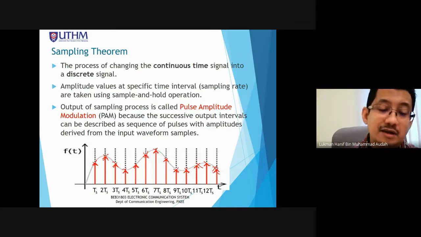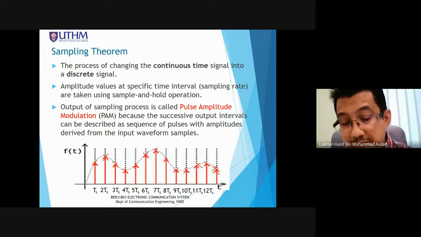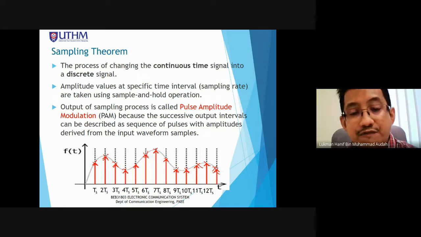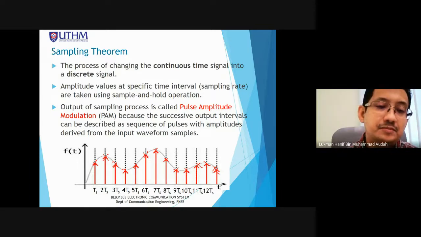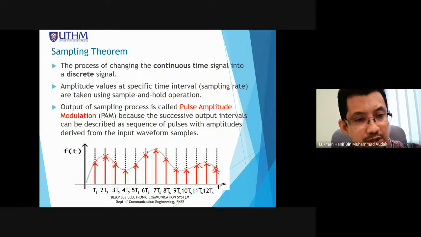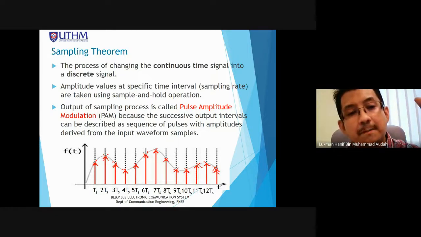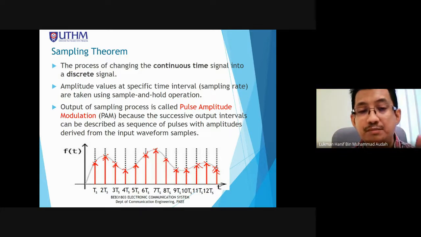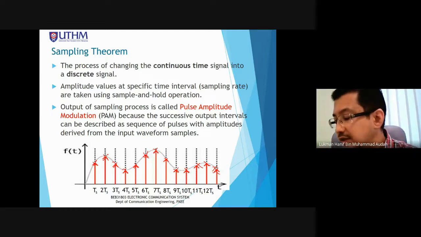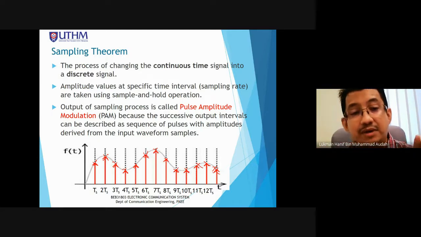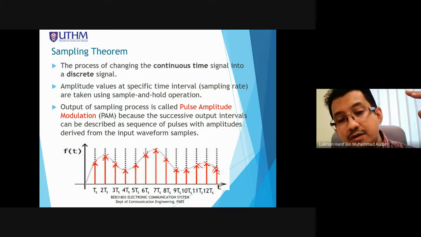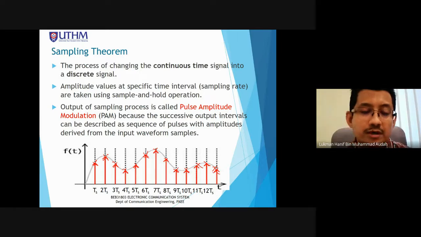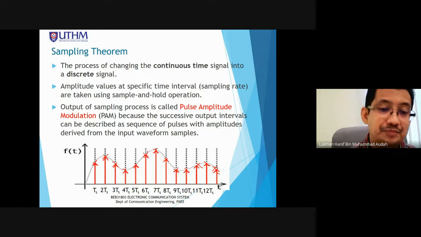But if we take a lot of samples, we require a lot of bandwidth. So dia akan ada pro and cons. It is good to sample at high frequency, but we need to have a higher bandwidth. Okay, it requires more bandwidth. So kita perlulah seimbang, need to be balanced antara keperluan bandwidth dan juga keperluan sampling rate.